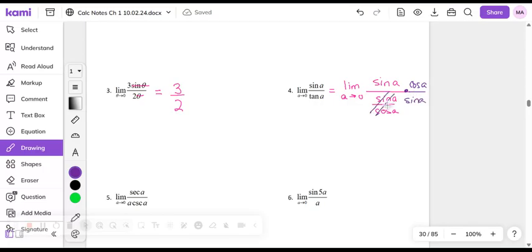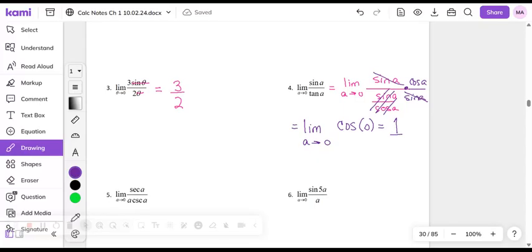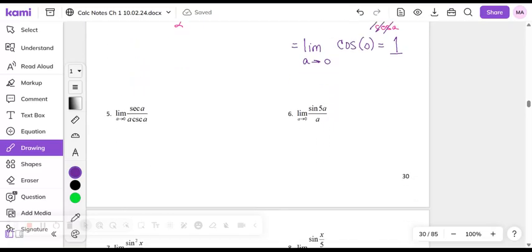So I'm rewriting this. And what do you notice about sine of a over sine of a? They cancel out. What we're left with is the limit as a approaches 0 of the cosine of a, so in other words, the cosine of 0, which is 1. So what we've done here is we're manipulating these values so that we can substitute 0 in.